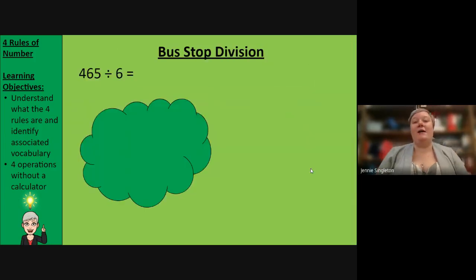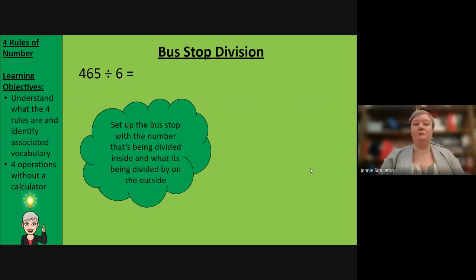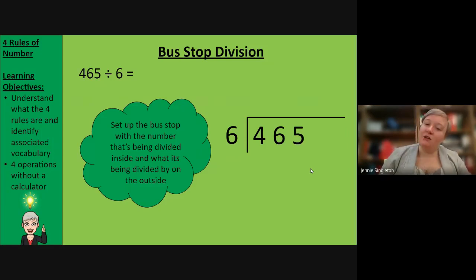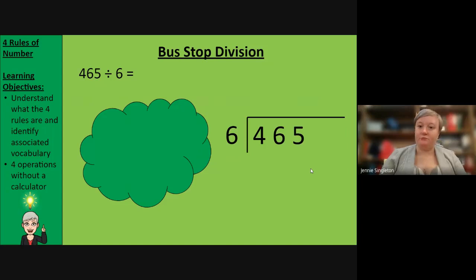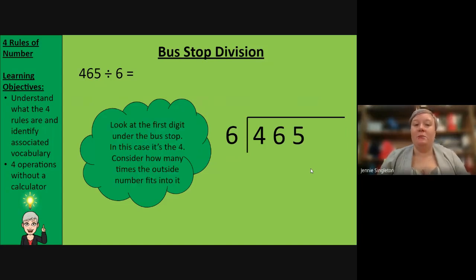Okay, so dividing without a calculator. We use a method called bus stop division. So this is what our bus stop looks like. The first number goes inside the bus stop, so that's what we are dividing. And then the second number, what we are dividing by, goes on the outside. Again, we're going to take it a column at a time.